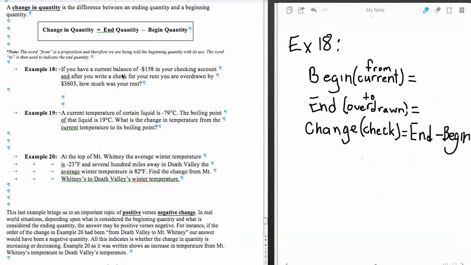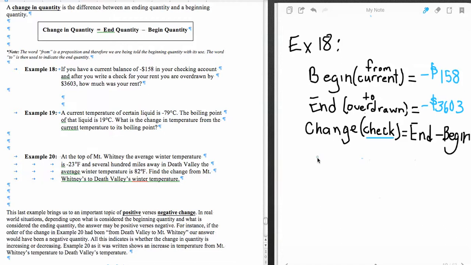So our first example 18 here, if we have a current balance of a negative $158 in our checking account and we write a check for rent and we end up overdrawn by $3,603, we want to know how much our rent is. Well, the beginning is where we were from, our current balance, and that current balance was a negative $158. And then we ended at an overdrawn balance, which, like from the last section, we want to represent as a negative quantity because it's overdrawn. So negative $3,603. And then what we're finding is the amount of the check. The difference between those will be the check amount.